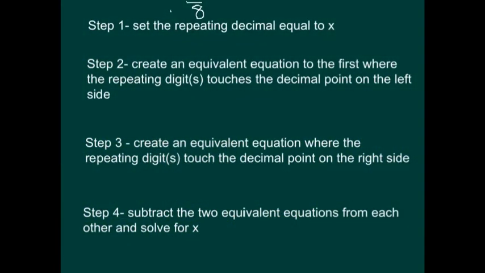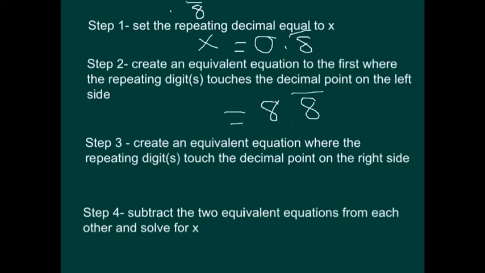So we're going to turn 0.8 repeating into a fraction. So 8 is the only digit that repeats. So you're going to set x equal to 0.8 repeating. Step 2, create an equivalent equation to the first where the repeating digits touch the decimal point on the left side. So right now the repeating digit is touching on the right side, and in order to move it over so that it touches on the left side, we moved it over one place.